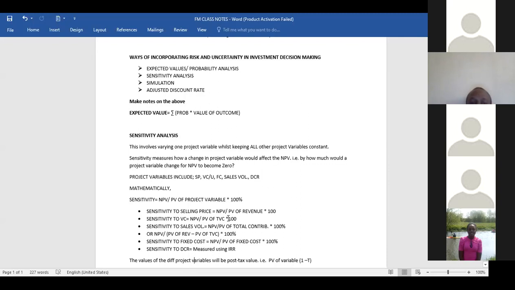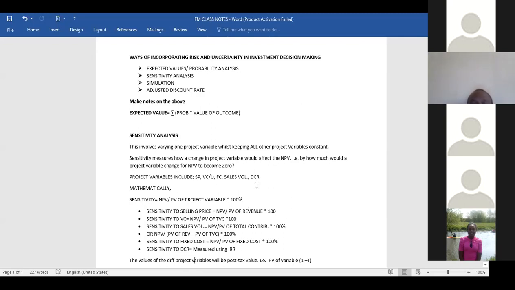We said the project variables include selling price, variable cost, fixed cost, sales volume, and discount rate. These 5 are the most popular project variables that we consider when we are carrying out sensitivity analysis. And we said that mathematically, sensitivity is equal to NPV of a project variable multiplied by 100%. Sorry, NPV divided by the present value of the project variable, all multiplied by 100.